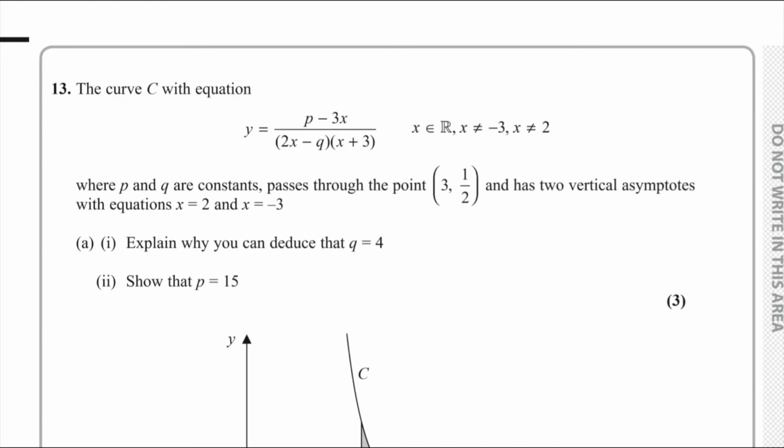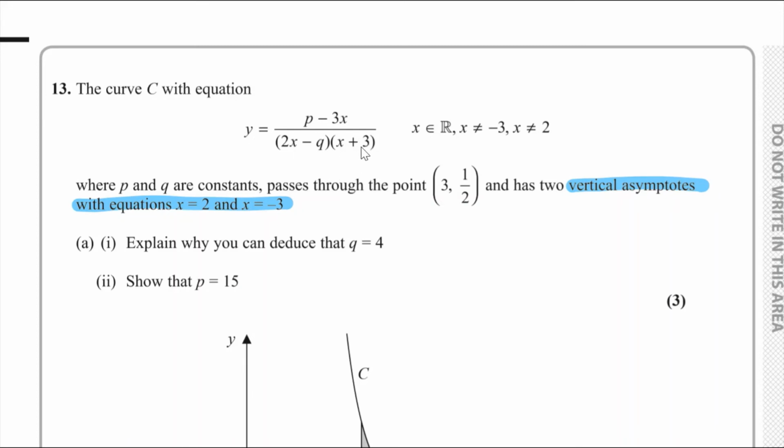For part A, for the first part, we have to explain why you can deduce that q is equal to 4. Well, if we have these vertical asymptotes, with equations x equals 2 and x equals minus 3, we have an asymptote when either this bracket equals 0 or this bracket equals 0. And the reason for that is we can't divide by 0. So the way we figure out where the asymptotes are, we set either bracket equal to 0.